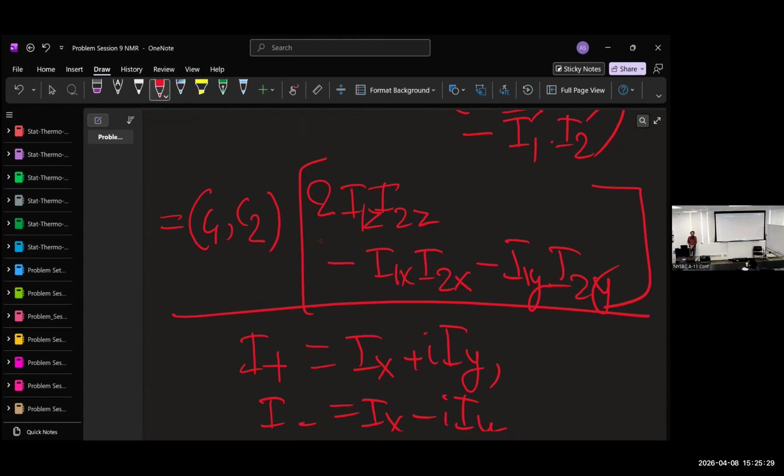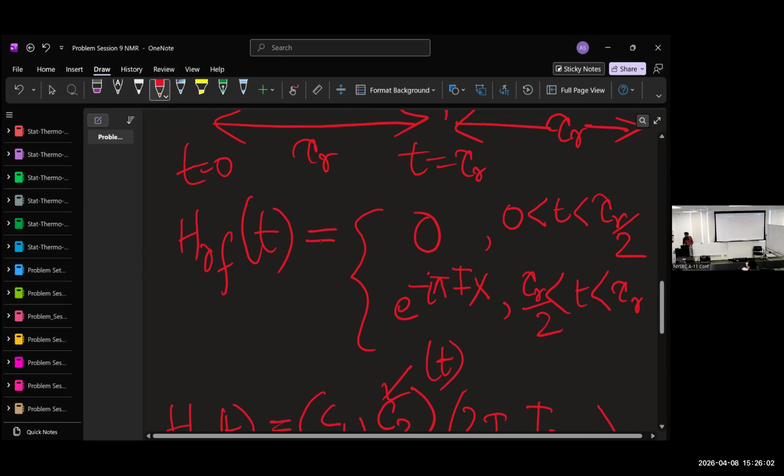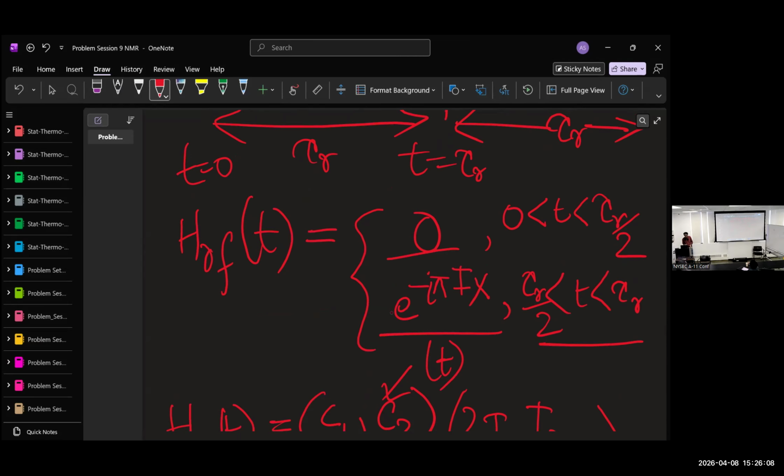What happens to it when you take a delta function 180 pulse and you look at the Hamiltonian before and after? You have one answer, nothing. Other answers? I've just done this operation. So for t less than half the rotation period you're doing nothing, and for this duration, this is your operation: rotate 180 around x.